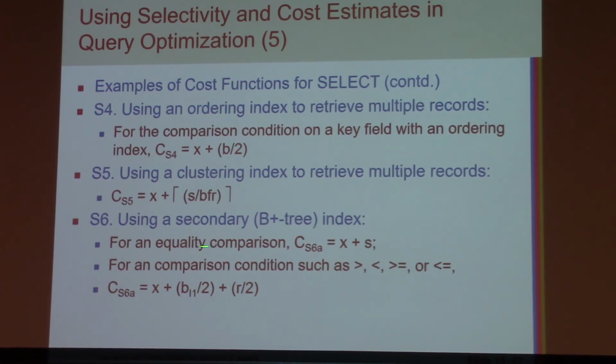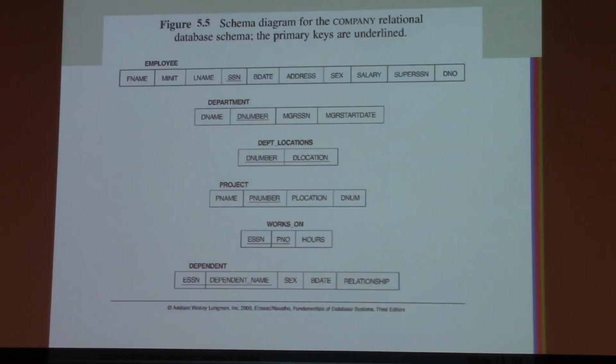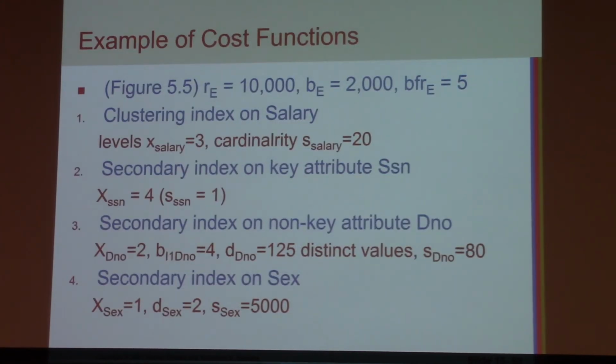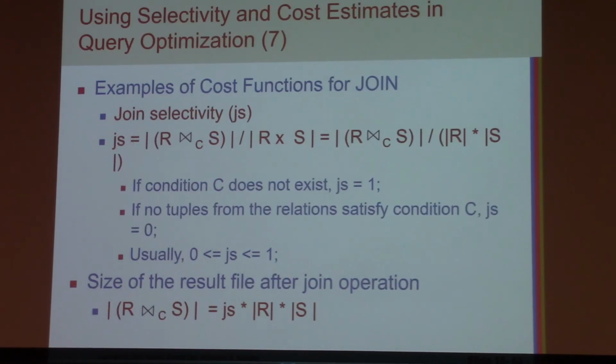But you should be careful. Equality and inequality are different. Equality is x plus s. Then in case of a primary key, s is 1, right? Selectivity 1. So it will be x plus 1. That you know, that I explained during the index. But in case of a range query, you need to count the number of blocks in the leaf node. Conjunctive we did. Okay, so last class we talked about this one. Then I'm going to skip that.